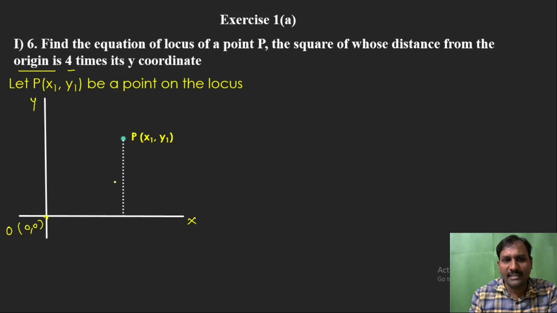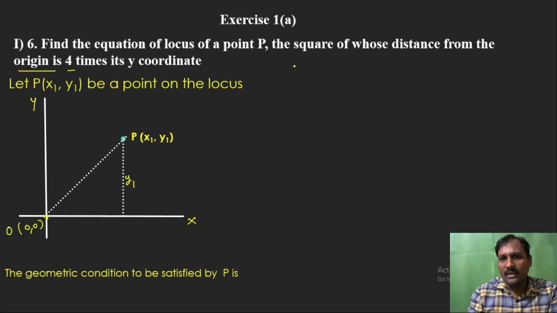And this is the distance from the x-axis, or you can say this is the y coordinate. It is nothing but y1. And what is this distance? It is OP. So what is the condition now? The square of whose distance from the origin, so that is PO square, is equal to 4 times its y coordinate. So what is the y coordinate here? It is y1. So PO square is equal to 4y1.